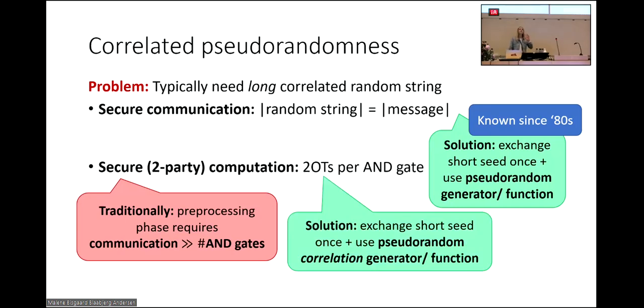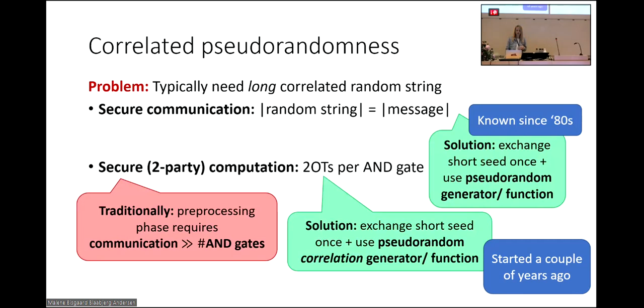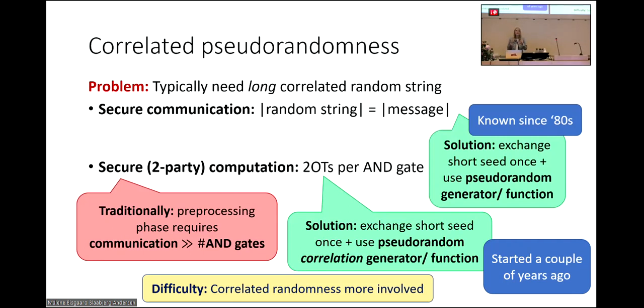And what I want to talk about in this work is how to get to the world where we are with secure communication, in some sense, that we only have to exchange a short seed once and then can use a pseudo-random correlation generator or pseudo-random correlation function for basically unbounded stretch and iterative stretch. And this is really something very recent. This is the line of research that just started a couple of years ago. And why is there such a difference? The difference is really the correlated randomness. There's this correlation, and it's much more involved to generate, to compress.